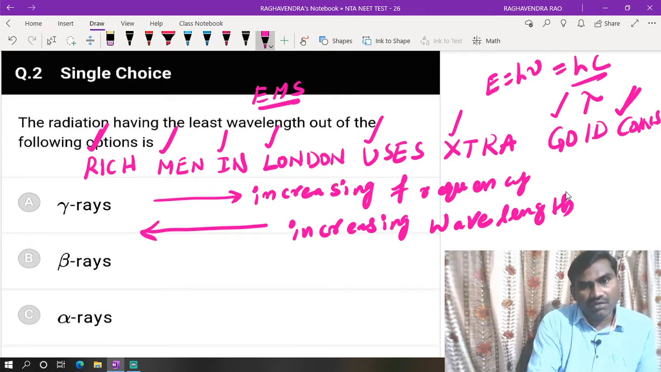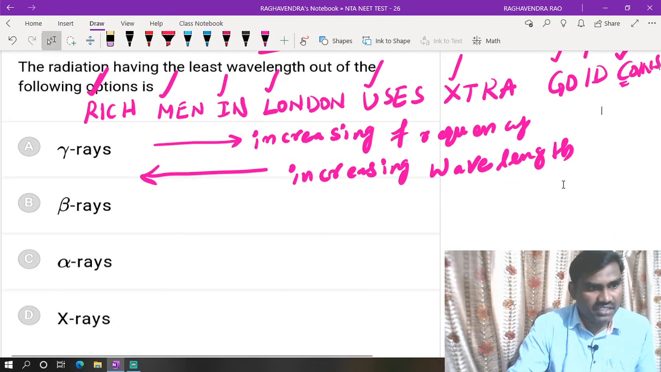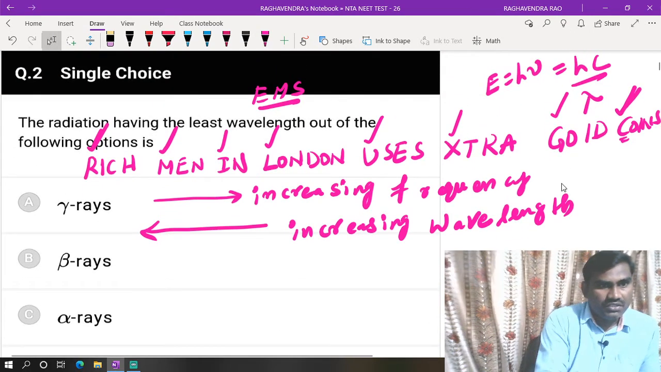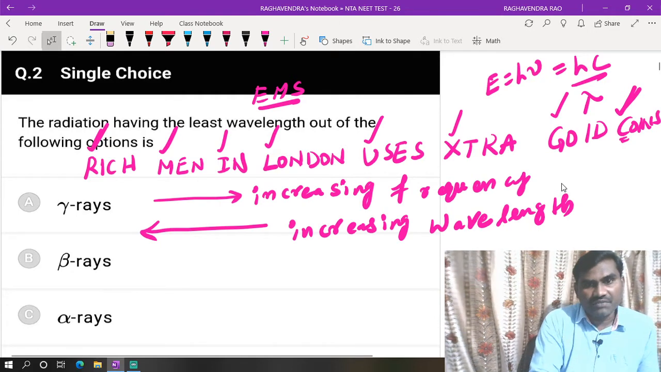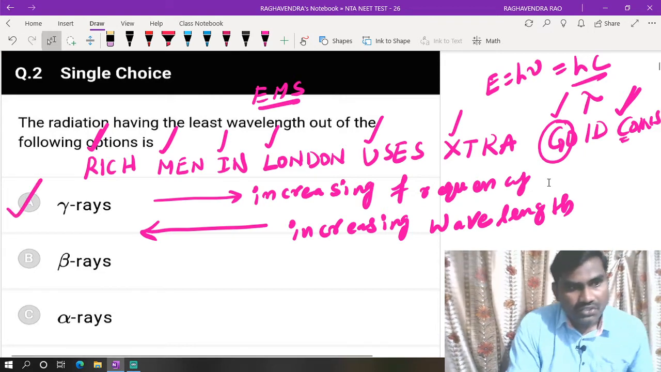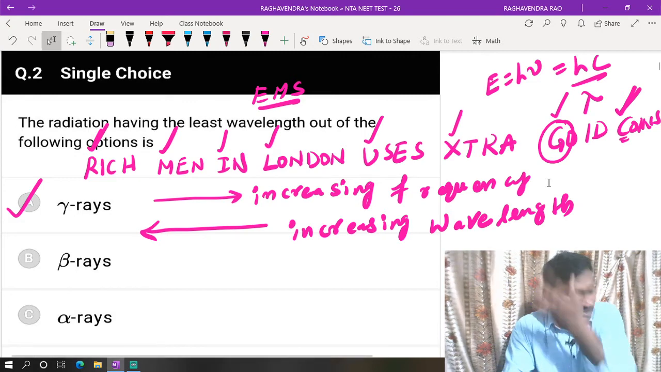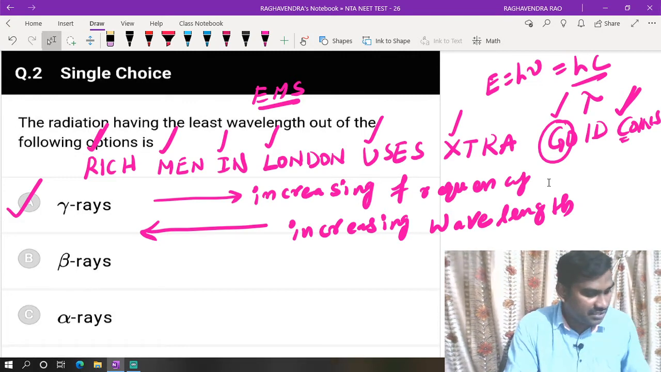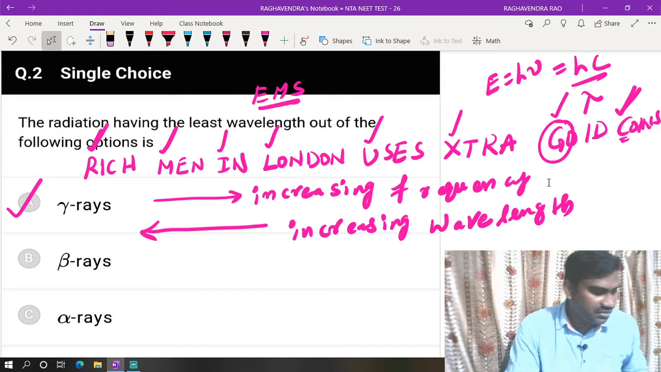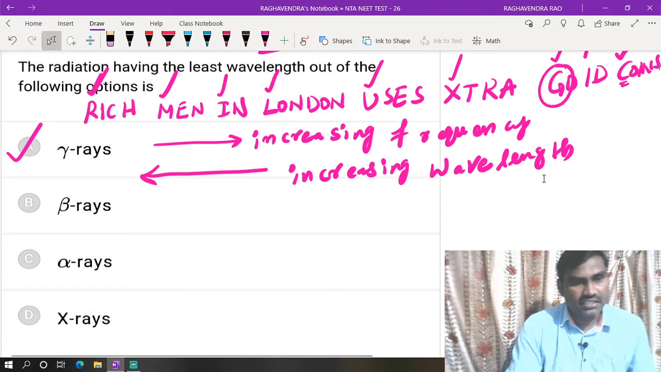Maximum frequency is cosmic rays. In the options, cosmic rays are not there, so the least wavelength, that means highest frequency, is, after cosmic rays, gamma rays. So by knowing this skeleton of the electromagnetic spectrum, we can answer this type of question. This type of question was asked in previous NEET examinations also, so we need to go with this sentence for identifying the frequency and wavelength.